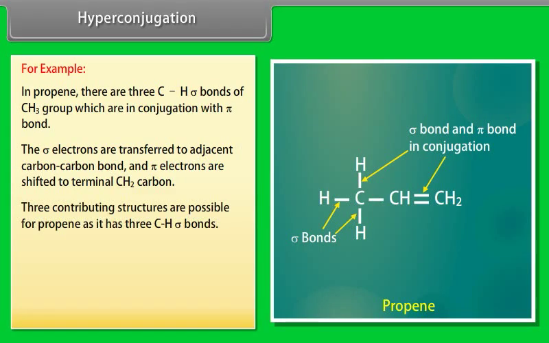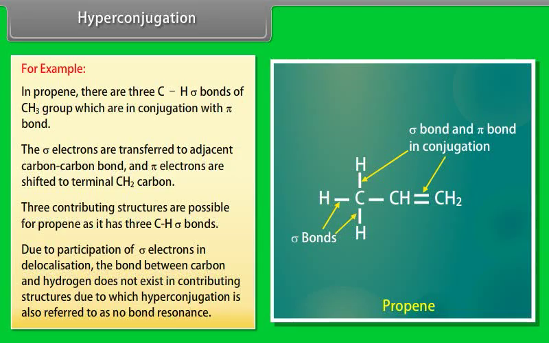Three contributing structures are possible for propene as it has 3 C-H sigma bonds. Due to participation of sigma electrons in delocalization, the bond between carbon and hydrogen does not exist in contributing structures, due to which hyperconjugation is also referred to as no-bond resonance.